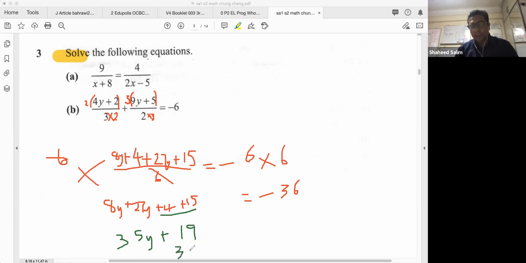Now I want to bring the plus 19 over to the other side. Plus 19, I bring over the other side, becomes minus 19. So minus 36 minus 19. You owe $36 to your mom, you owe $36 to your dad. You will owe $55.